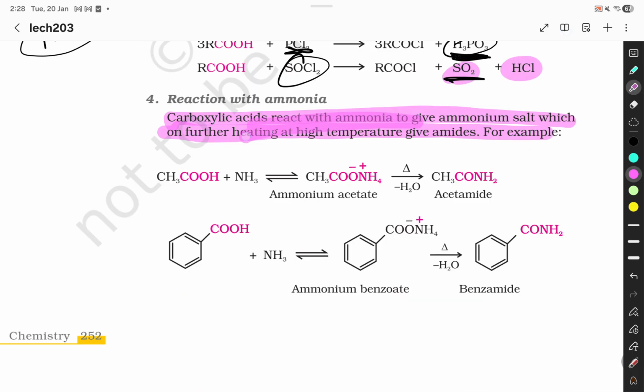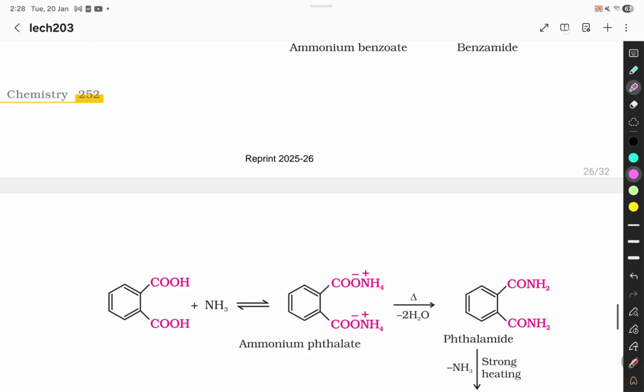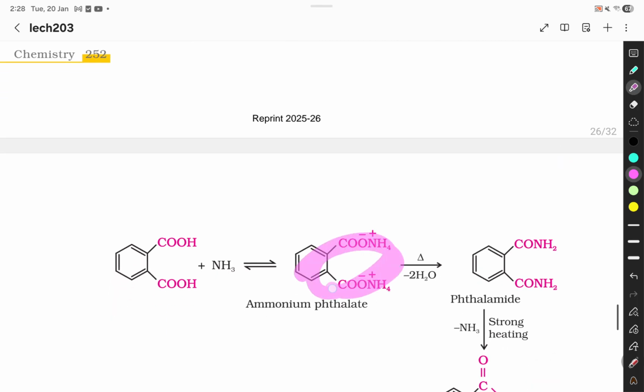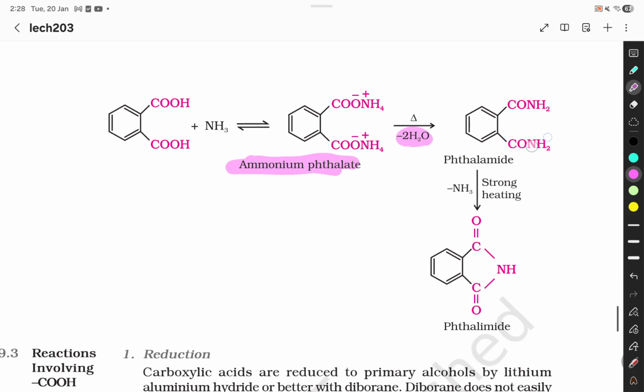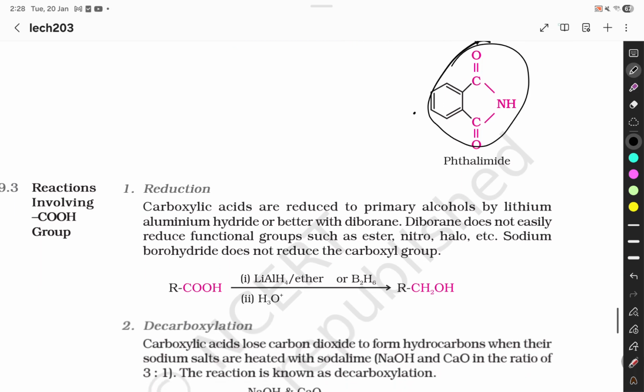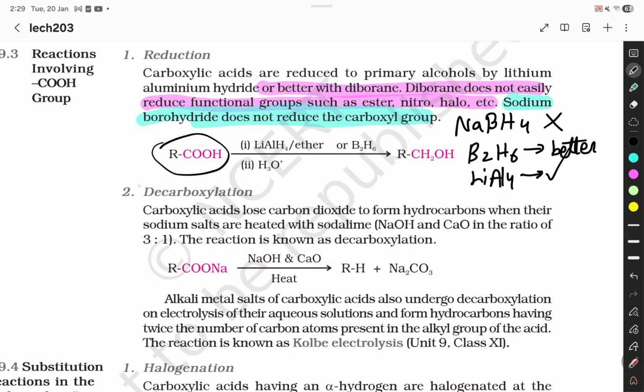Carboxylic acid will give ammonium acetate salt. Then only after you release the H2O, it will give acetamide. And here they have given the phthalimide synthesis. Ammonium phthalate is forming. Then you remove both these, and phthalimide is forming. You just remove the NH3 because it's very volatile, and then boom, it forms your phthalimide.